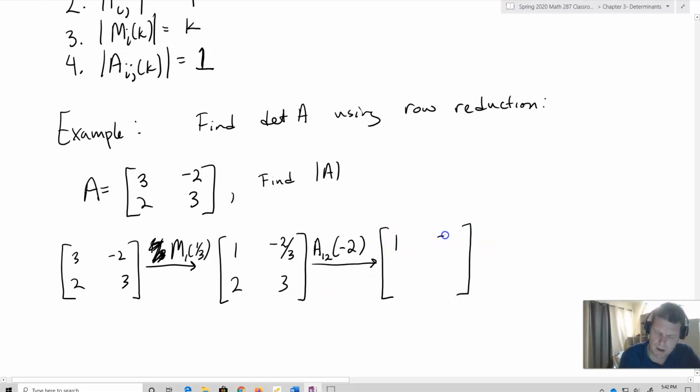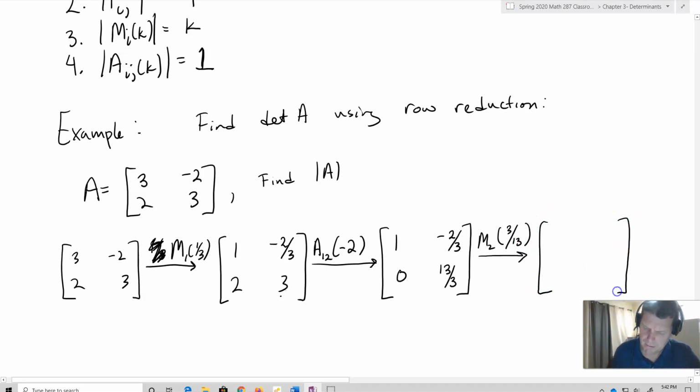So this gives me 1, -2/3, 0, and then this is going to be 9/3 plus 4/3, so that ends up being 13/3. Great. Next, I'm going to multiply row 2 by 3/13, and that's going to give me 1, -2/3, 0, 1.